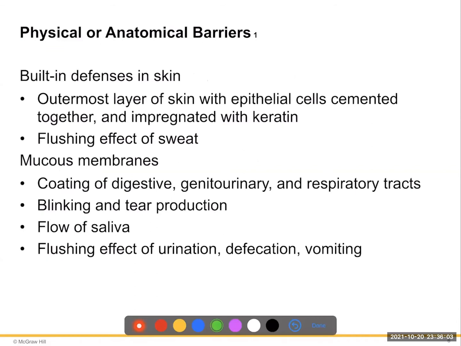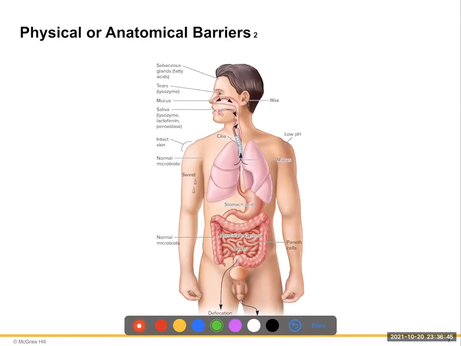Okay. Built-in defenses in the skin. The outermost layer of the skin, the epithelial cells, are cemented together. They're held by the cement between the cells. They're impregnated with keratin, which gives it strength. You get the flushing effect of sweat washing over your skin, which keeps it clean. Mucous membranes in the mouth, digestive tube, respiratory tract, etc. You get blinking and tear production, which goes over the mucous membranes to help protect them. You get saliva that flows to help protect. And the flushing effect of urine, defecation, and vomiting. If something makes you sick, bring it up. Okay. So these are your physical anatomical barriers.